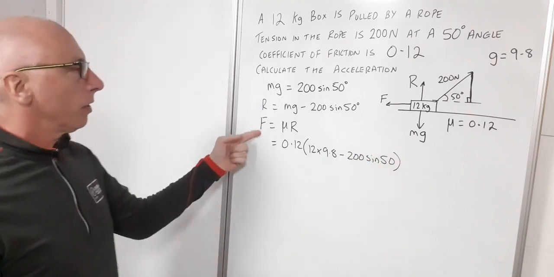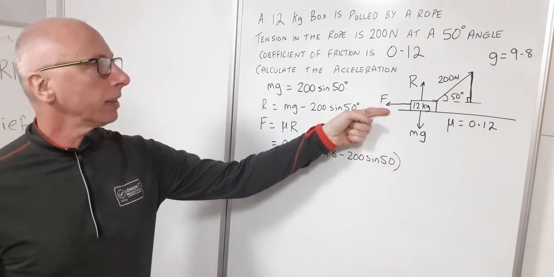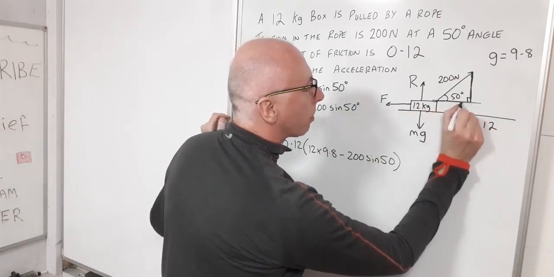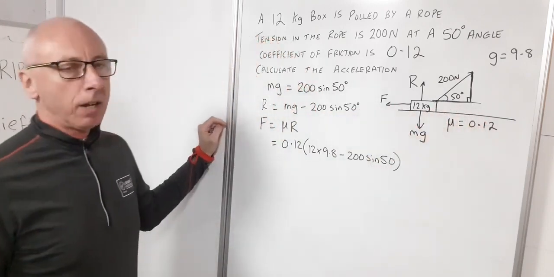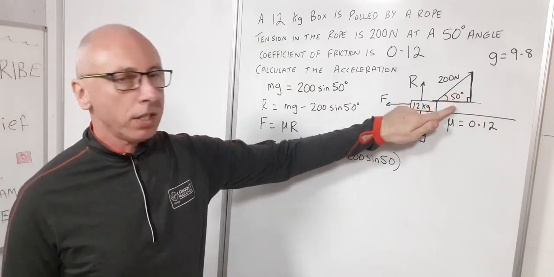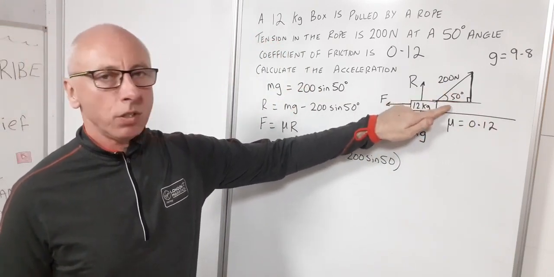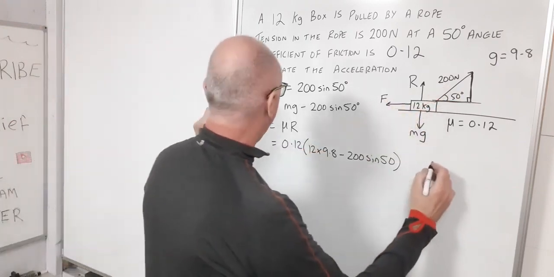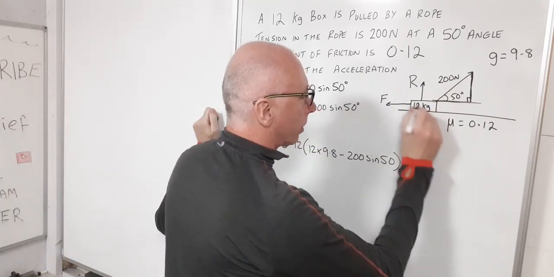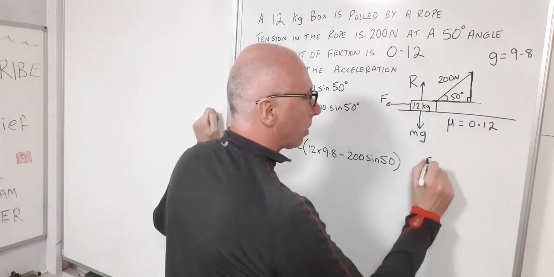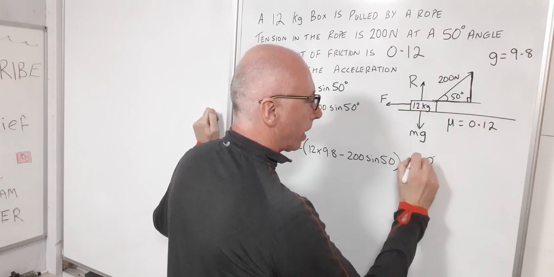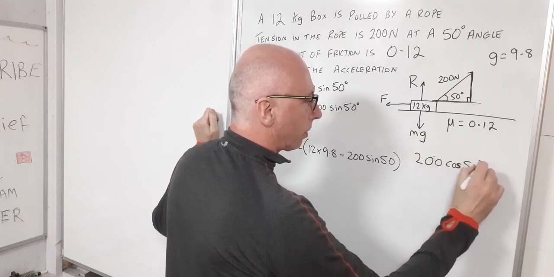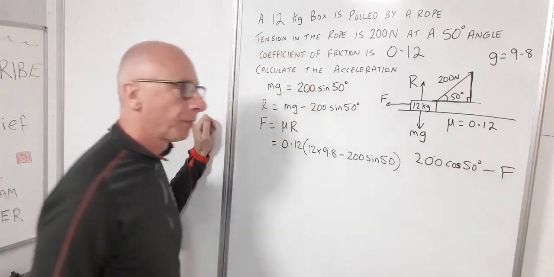Okay, now the force F, we can look at that. Now the force acting in the opposite direction to F will be the resulting force here. Now to calculate this force, it's adjacent to our angle, so we can use cosine. So cosine of 50 times 200. So therefore we can say that this force in this direction will be 200, let's write that down like that, 200 cosine of 50 degrees minus F.